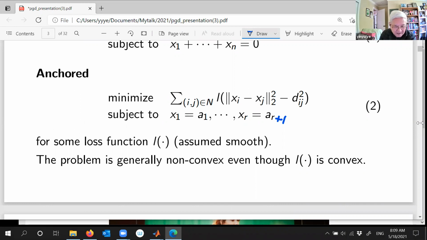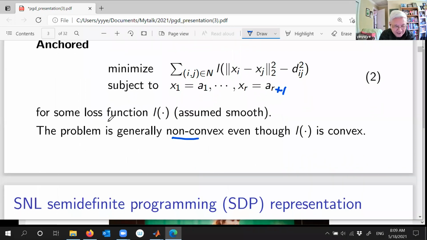As you can see, the problem is generally not convex, because of the square, and also even when the loss function is convex. There are many applications. Some applications are called phase retrieval, because we don't know the positive sign or any angle information, so it's only pure distance information.